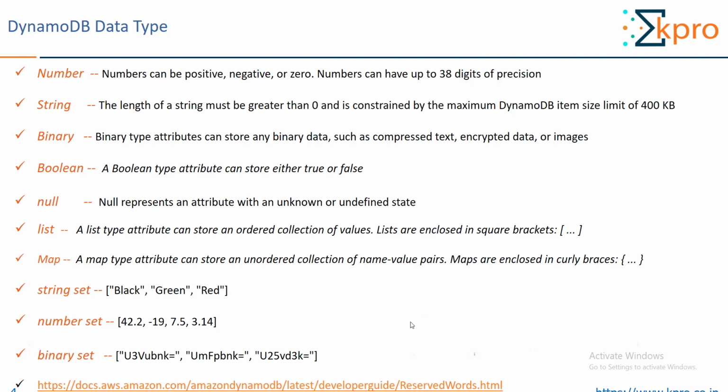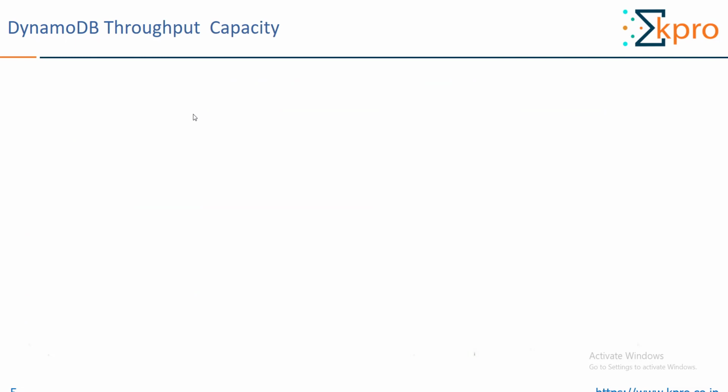Apart from that, you can go to the link below and check the reserved words that we use for the data type or any other syntax in DynamoDB. So this is the brief introduction of DynamoDB data type. Now, DynamoDB throughput capacity.